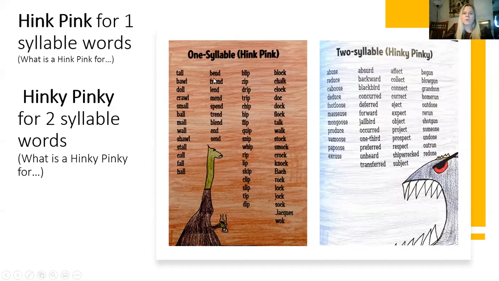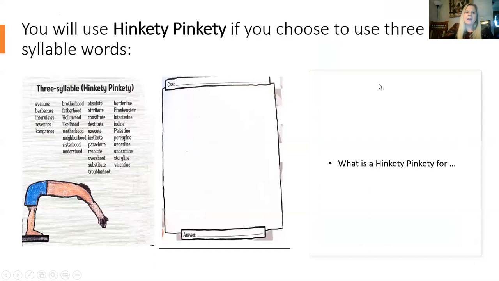Here are word lists. Now, you don't have to use these, but if you want to look, one-syllable words, you would then say, what is a hink pink for? Because that's a one-syllable word as well. If you're going to use two-syllable words, you're going to say, what is a hinky pinky for? And then your two rhyming words. And if you want to use a three-syllable word, you'll need to pick two, and then you would say, what is a hinkety pinkety for, with your two rhyming words.